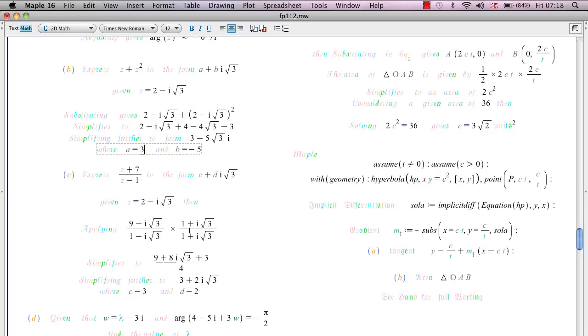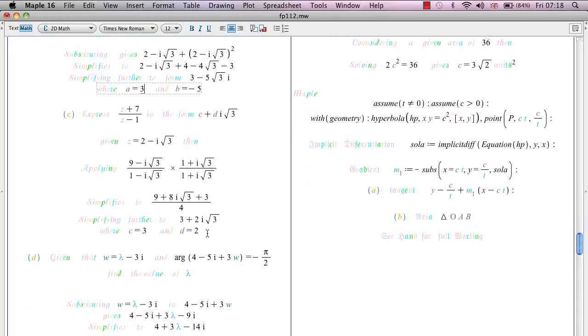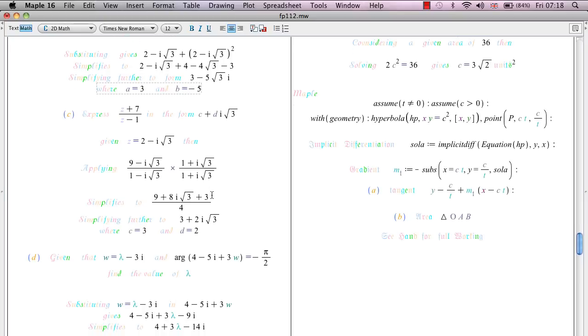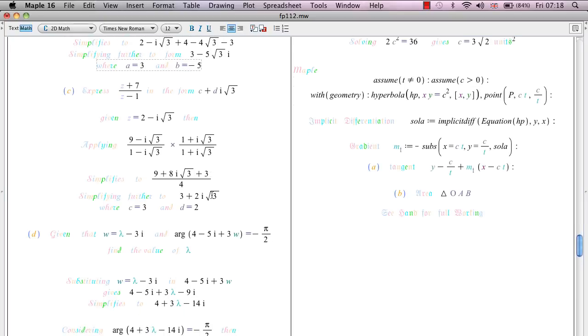So for part C, considering multiplying by 1 plus root 3i top and bottom, it simplifies, and we can read off that C equals 3 and D equals 2.